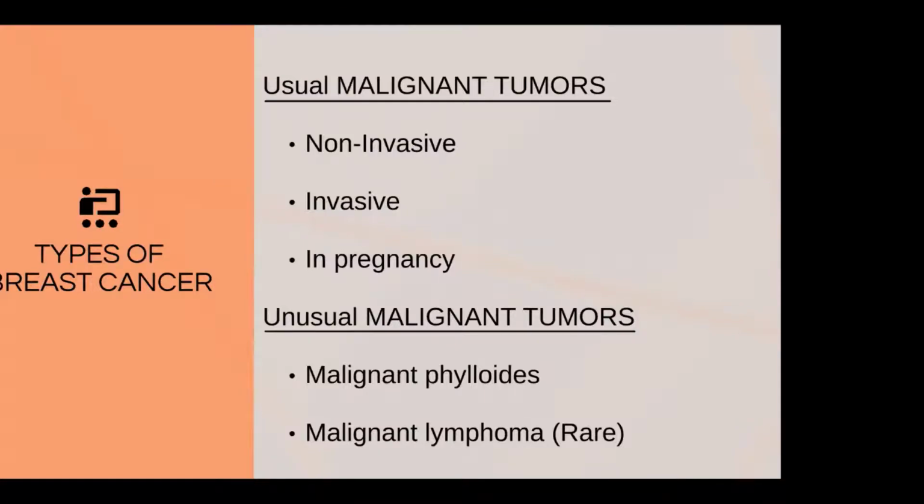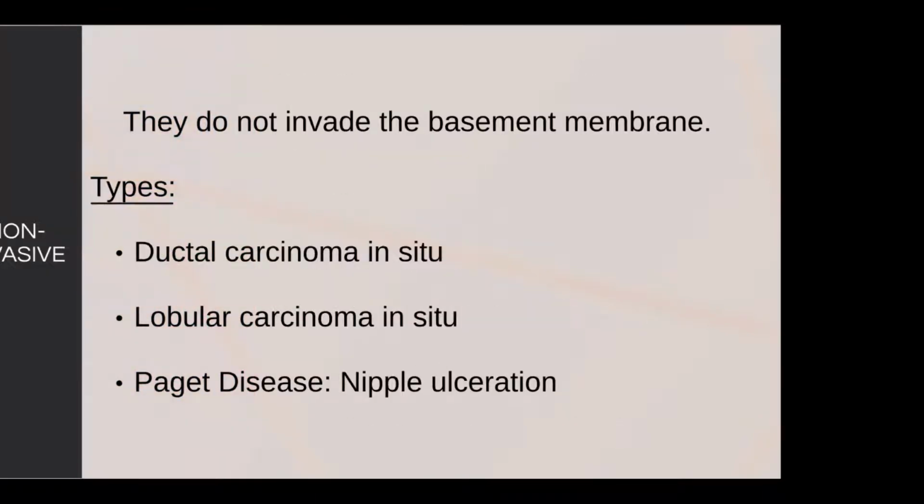So let's discuss the non-invasive breast cancer. The cancer cells arise from the epithelial lining of the terminal duct or lobule, and they're not invasive, so they don't invade the basement membrane. They're in the borders. So we have three types: the ductal carcinoma, which is very common. You can see microcalcification in a mammogram, and then we have the lobular carcinoma. If you see a lobular carcinoma, just know that it's a marker of increased risk of future invasive cancer. So it can turn out to be invasive.